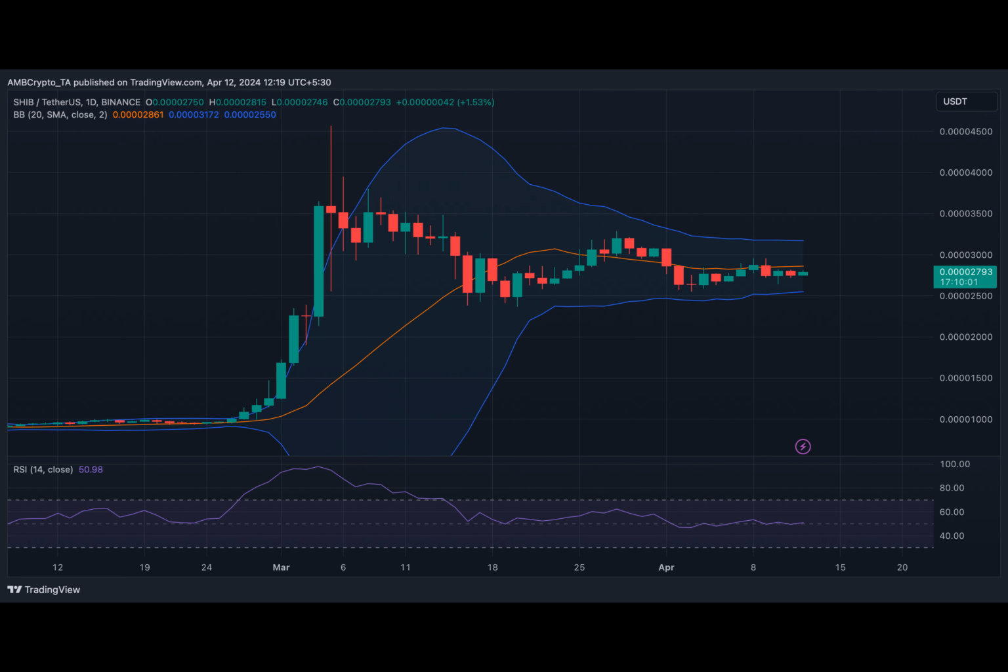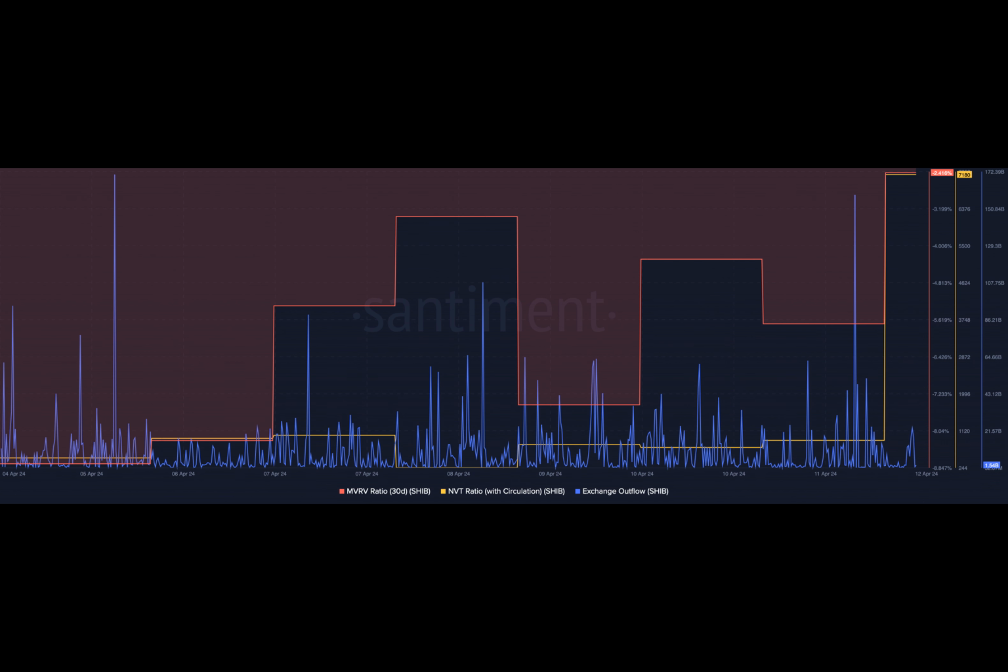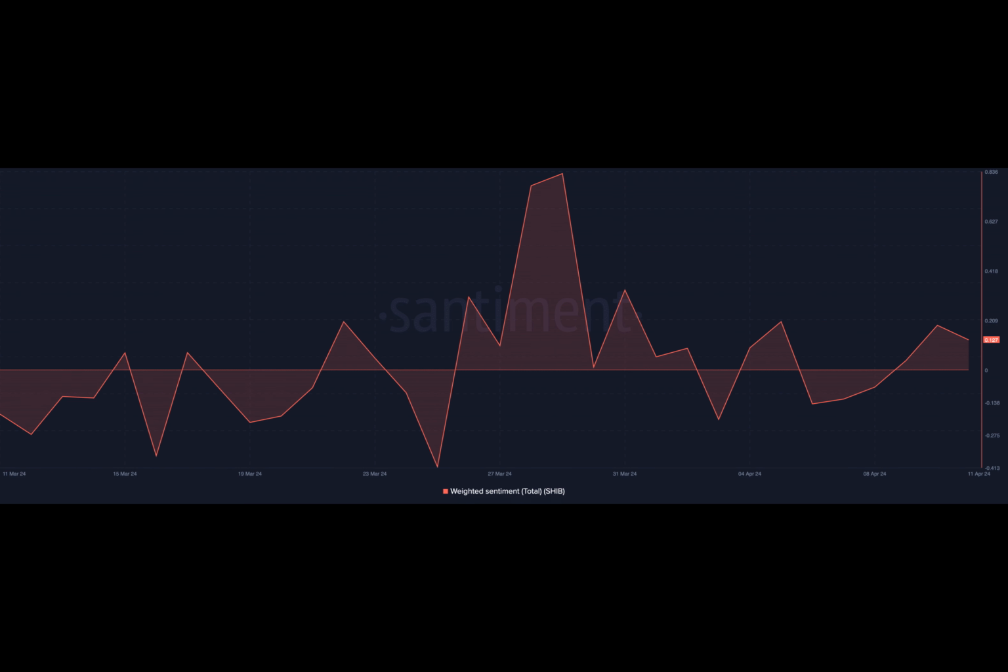Then the last 7 days. Its exchange outflow also spiked several times, meaning that buying pressure on the meme coin was high. Nonetheless, the NVT ratio was concerning as it registered a sharp spike. A rise in the metric means that an asset is overvalued, hinting at a possible price correction.